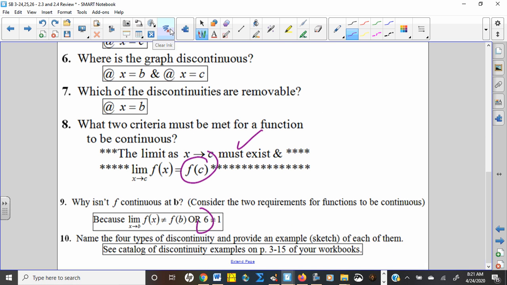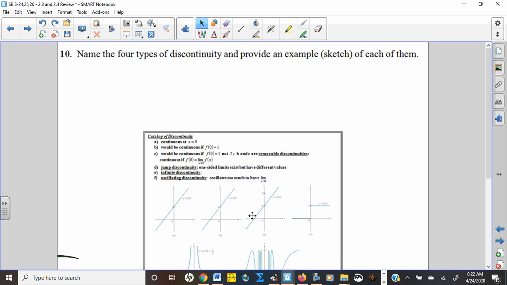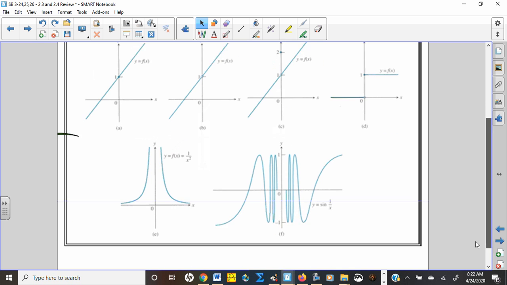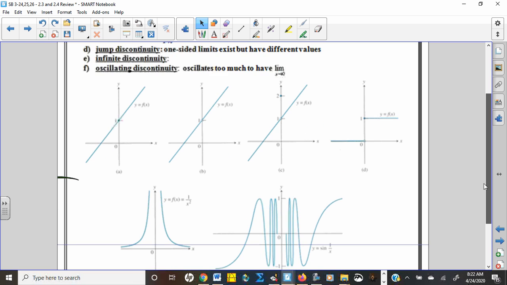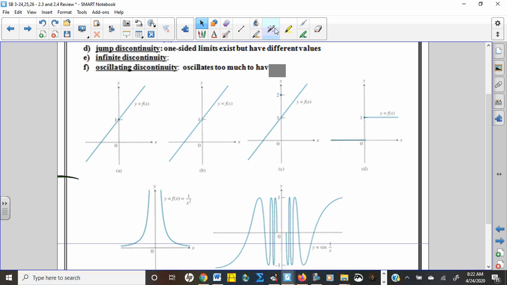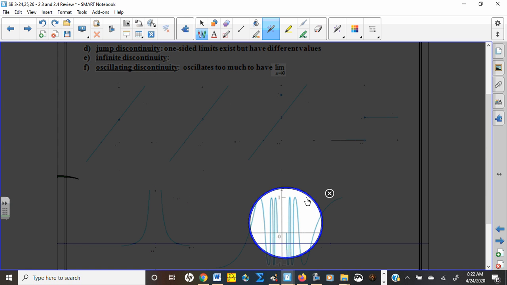All right, let's go to problem 11. Oh, I guess problem 10. Problem 10, name the 4 types of discontinuities. You could have just gone to your workbook. This was page, I think, 10 or something in your course pack, and it just reviewed the types of discontinuities. You've got your removable discontinuity here with the hole. You got your jump discontinuity here. You got your infinite discontinuity with the vertical asymptote. And then the one that we're not going to really make you analyze is the oscillating discontinuity, the kind of crazy one, okay?